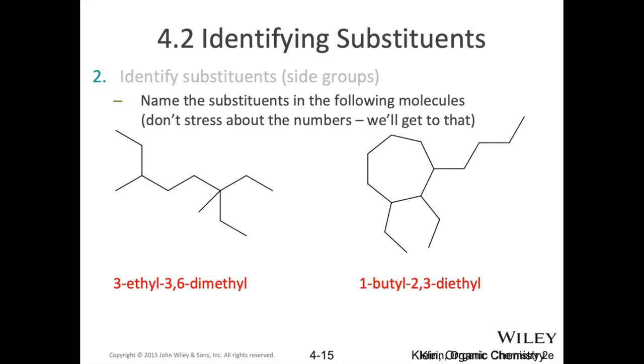Okay, it looks like the answers here have the locants as well, and again, we'll get to that in a second. But basically, if you're having trouble seeing where these numbers are, or where the groups are coming from, I'm going to just circle the parent chain here, and we're going to see what's branching off. So here's our 8-carbon chain. 1, 2, 3, 4, 5, 6, 7, 8.